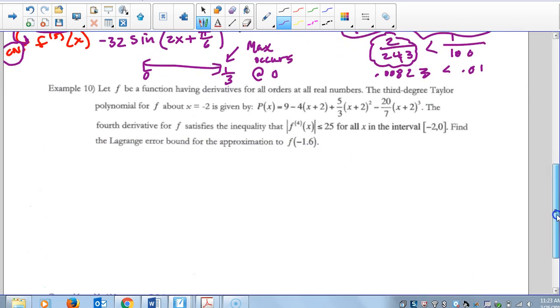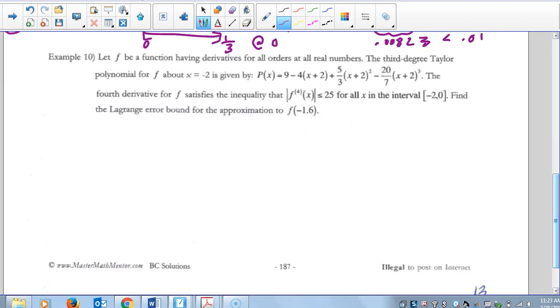All right, example last. This is it. Actually, I have another itty-bitty example that I just want to show you because sometimes they give it to you as a graph. I'll do that on a different page.